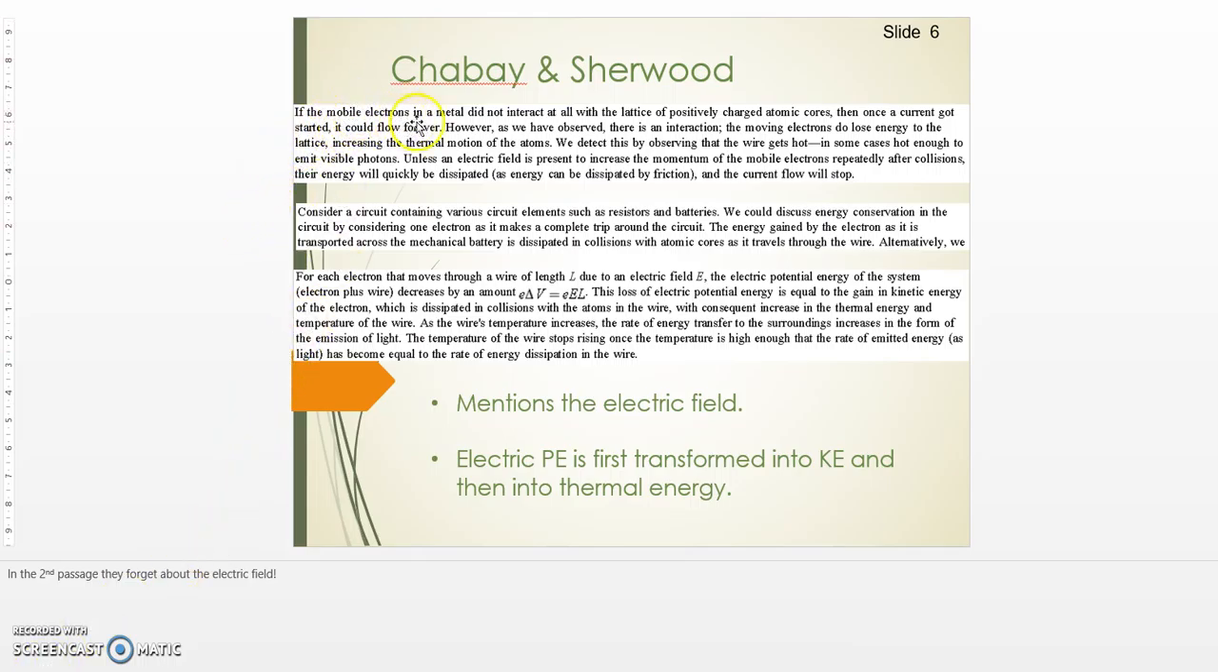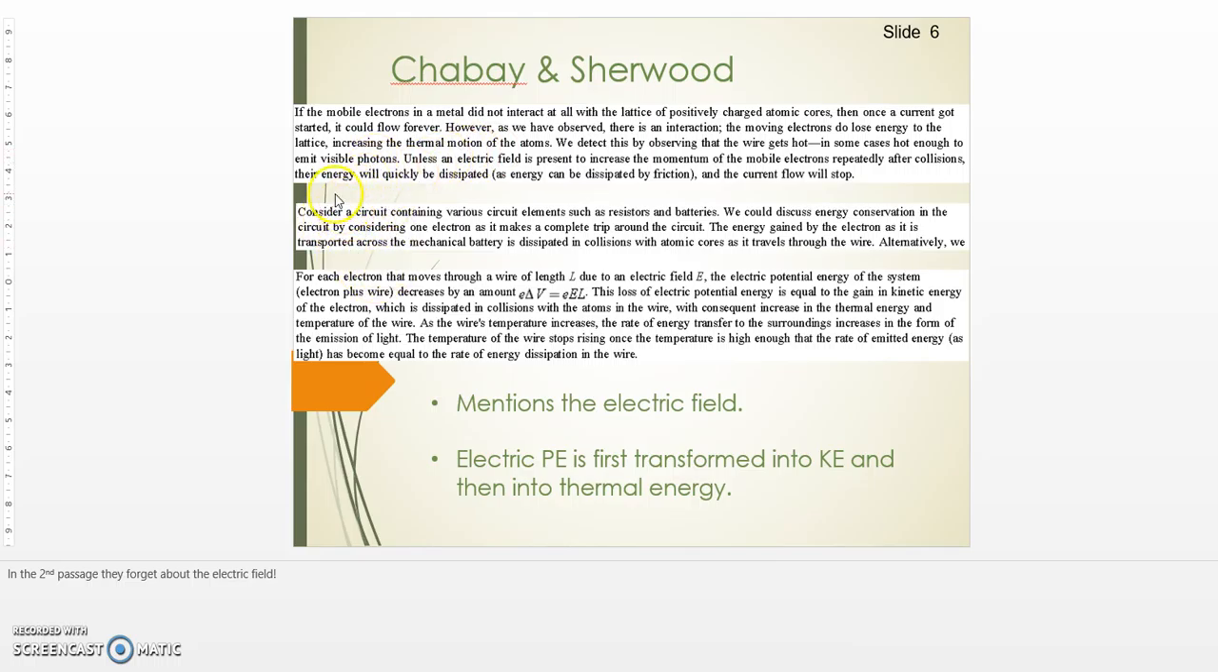Okay, so the mobile electrons in the metal interact with the atoms in the metal, and they lose energy, which increases the thermal energy of the atoms. Okay, that's fine. Unless an electric field is present to increase the momentum of the electrons, the energy will be quickly dissipated and the current will stop. So here they're trying to explain how it is that the current continues and that the kinetic energy is constant, even though the electrons are losing energy in collisions. So this paragraph, very similar to Knight's explanation.